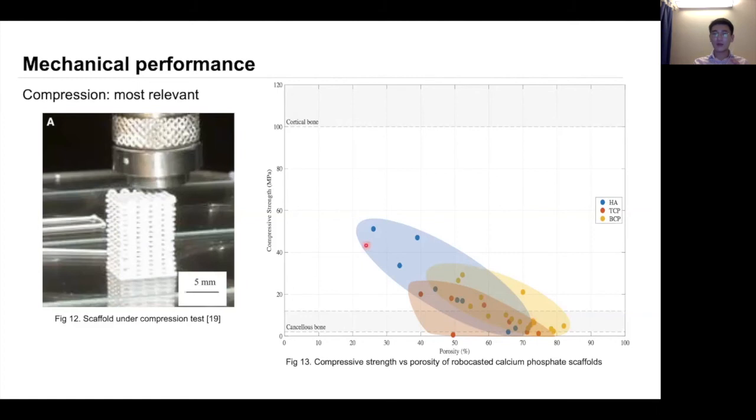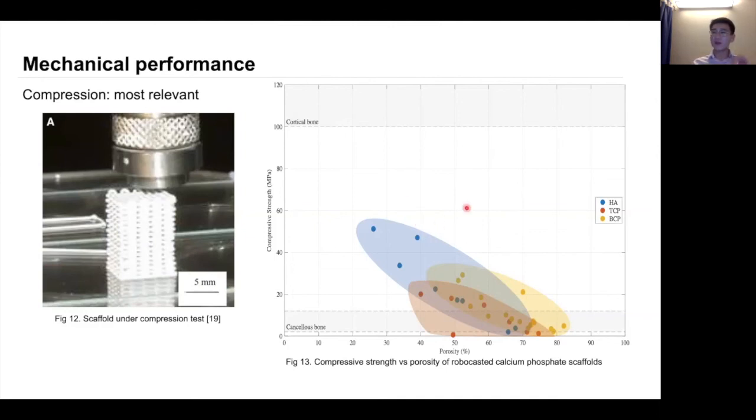Another way to look at this graph is this gray band area, which I've noted as cortical bone and cancellous bone. If you're aware, cancellous bone is the spongy or soft part of our bone, while cortical bone is the more compact and much stronger part to sustain load. And you can see that most of these robocasted scaffolds showed compressive strength only comparable to the spongy soft bone. This means they cannot really sustain medium to high loading. Therefore, this poses a great limitation to their application.